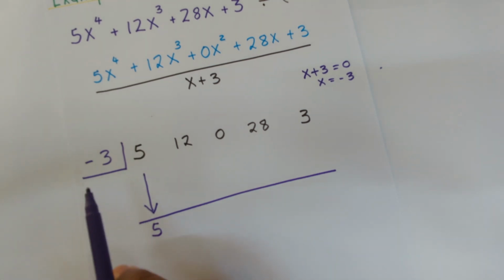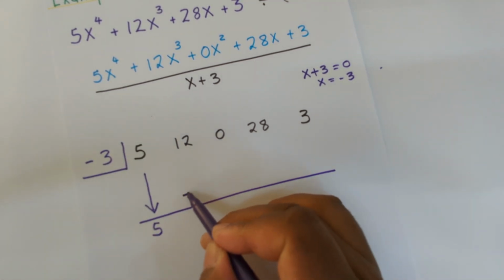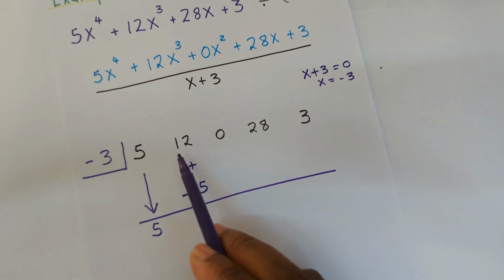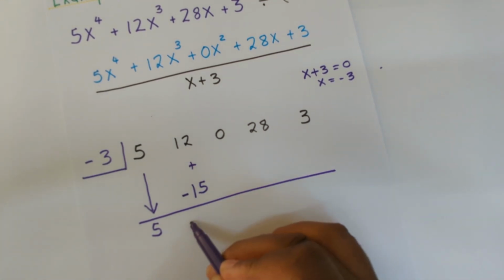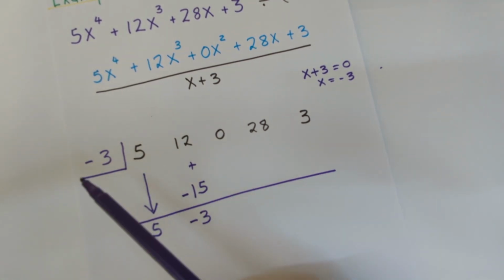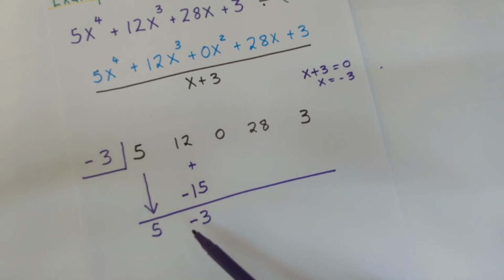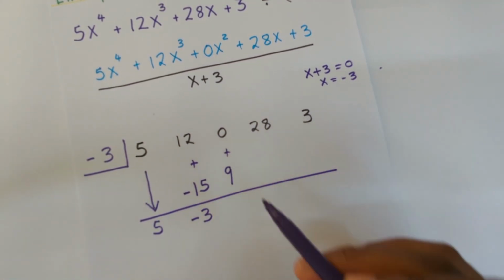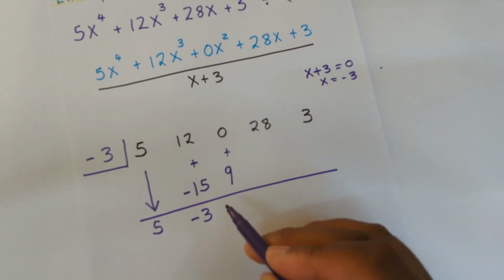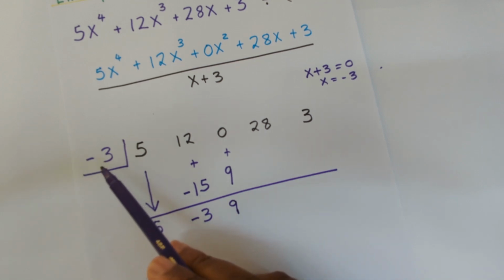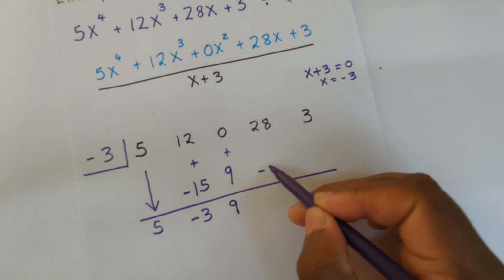So now we are going to multiply negative 3 multiplied by 5. This gives us negative 15. And we add. So 12 plus negative 15, that's negative 3. And then we keep repeating the same process. Negative 3 multiplied by negative 3, that's a positive 9. So let's write a positive 9 there and add it to 0. 0 plus 9, that's a 9. And now we multiply again. Negative 3, multiply it with 9. This will give us negative 27.